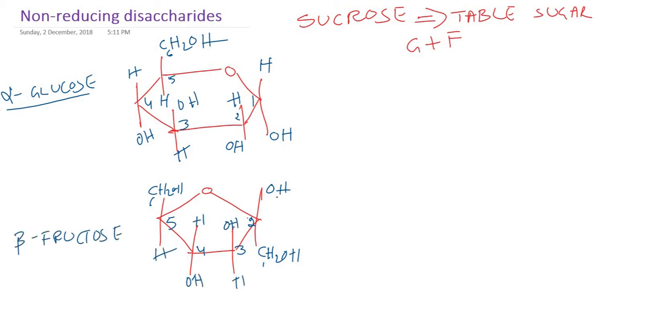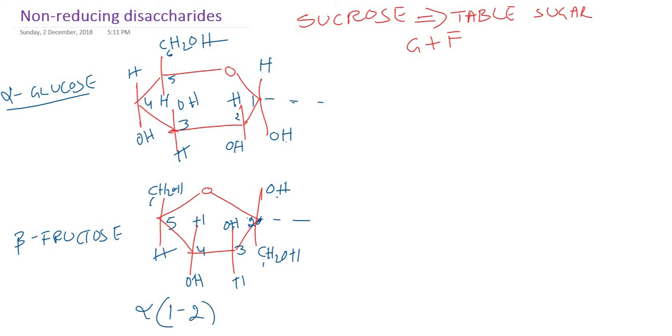I hope you understood the difference between alpha and beta. If the OH group is below the plane, it is alpha. If the OH group is above the plane, it is beta, in the anomeric carbon atom. The keto group is present in carbon number 2. And the glycosidic linkage in case of sucrose is alpha 1,2. Actually, it is alpha glucose and beta fructose.